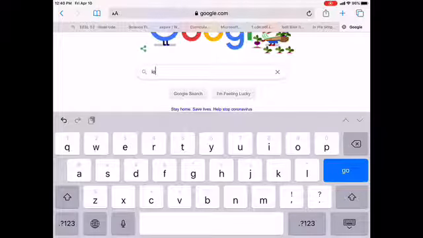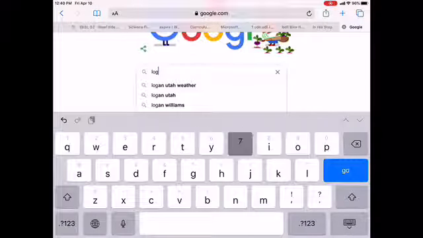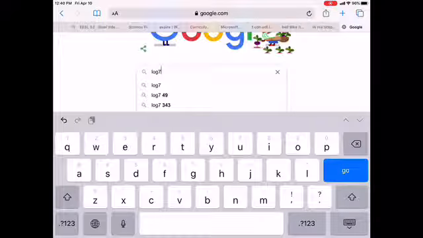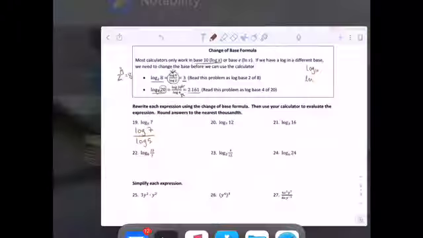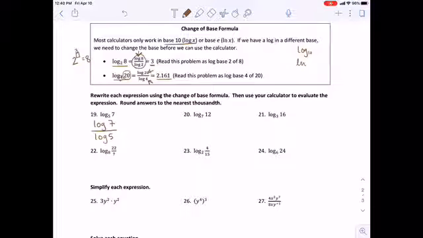I just type in the log of 7 divided by the log of 5, and Google tells me that it equals 1.209. So then I know that this first problem is equal to 1.209. So that's problems 19 through 24.